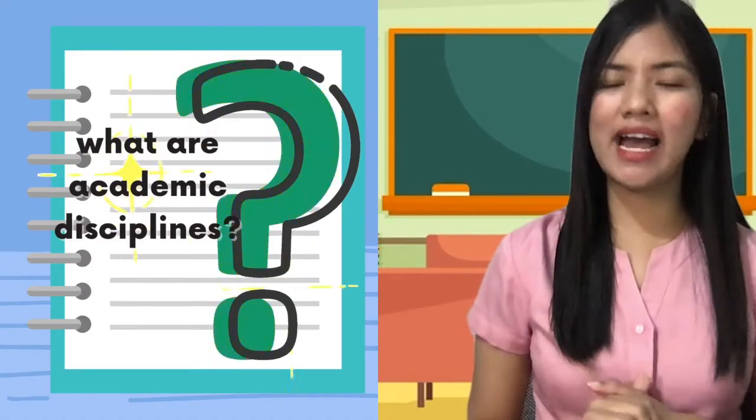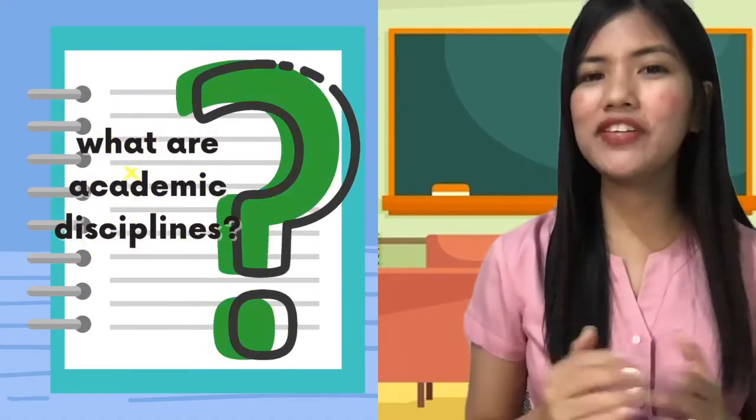So what are the academic disciplines? Is your favorite subject part of academic discipline? In this discussion, we will know if the subjects that you've taken are part of academic discipline. Because you are in your senior high school, you are in the different tracks or strands. So your subjects are all part of academic discipline. So can you guess the following jumbled words?